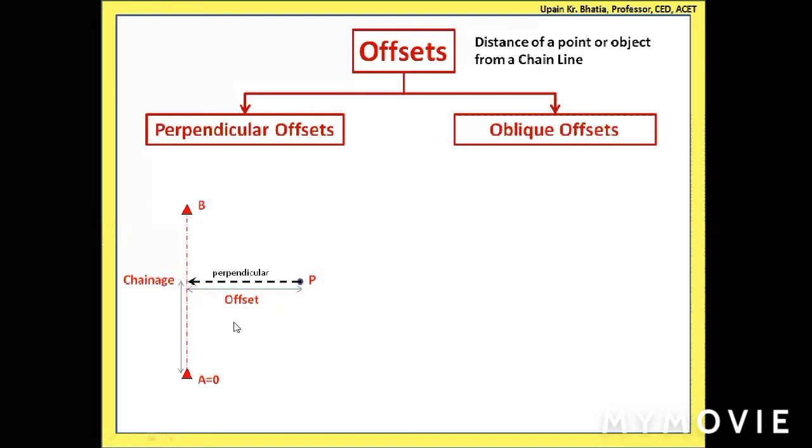So this is the perpendicular offset. But what about the oblique offset? The similar line AB with chainage 0 at end A, and the same point P. If there is some obstruction in between, like a tree or a building, so that we cannot subtend a perpendicular to this line AB as we did in the perpendicular offset explanation, then you need to go for oblique offsets.